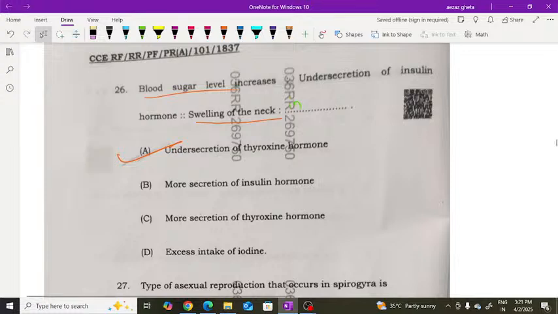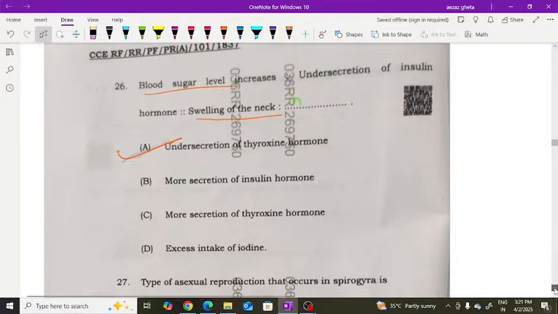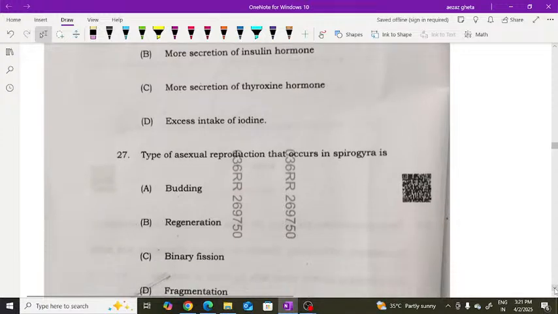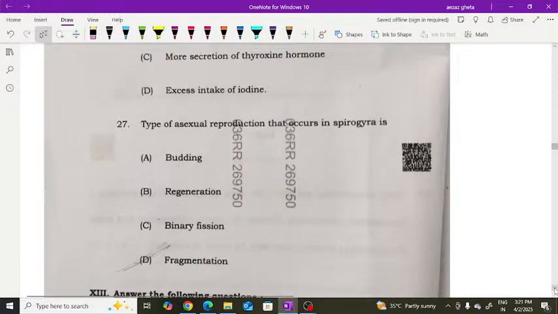The type of asexual reproduction that occurs in Spirogyra is exactly fragmentation. Spirogyra is fragmentation. Akanksha, you wrote A.